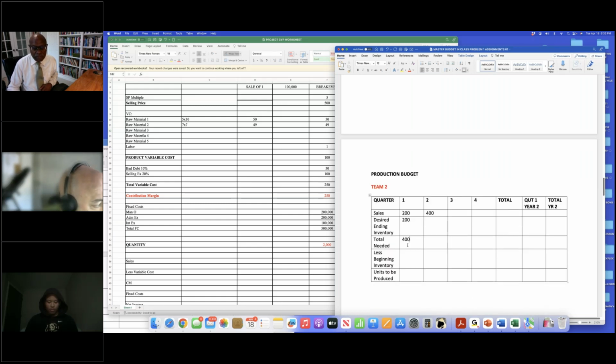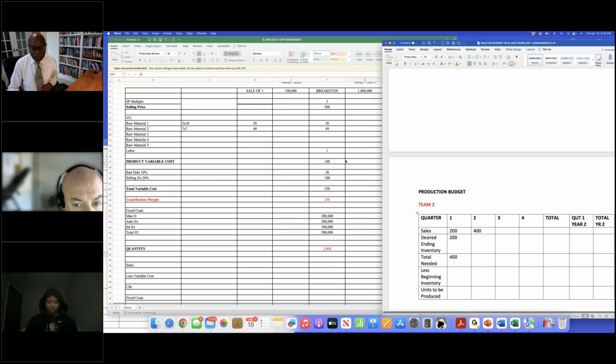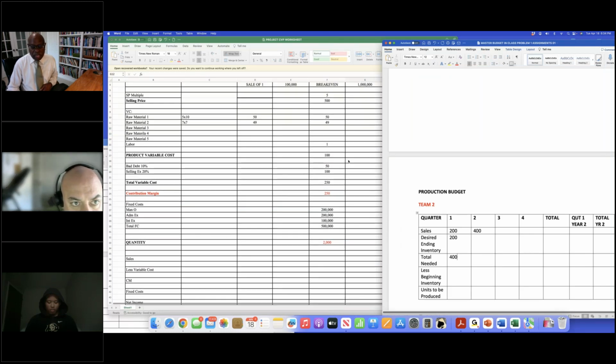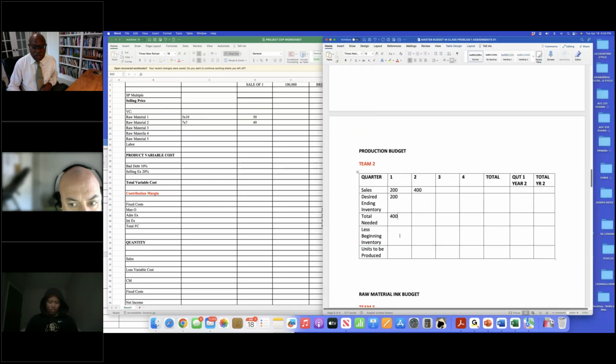Okay. So 2,000 is our number, correct? We've worked this out as 2,000. Okay. We don't have any beginning inventory here. And so the units to be produced is 400. We got to produce everything we're selling plus half of these.